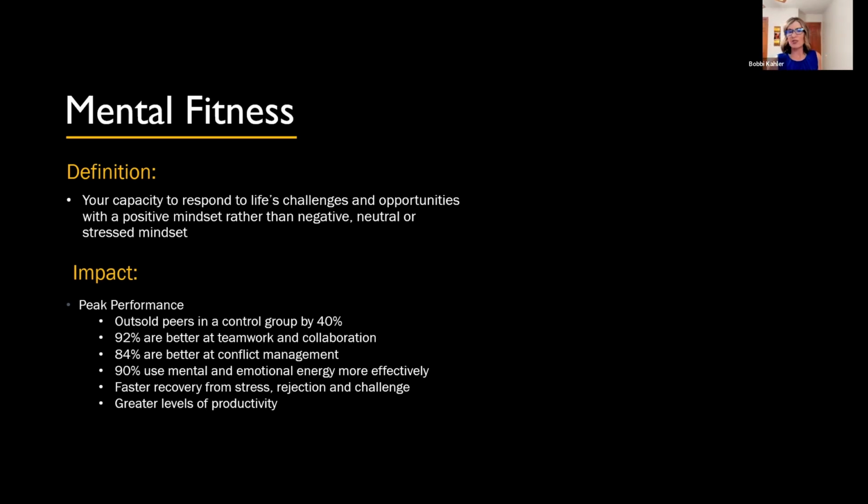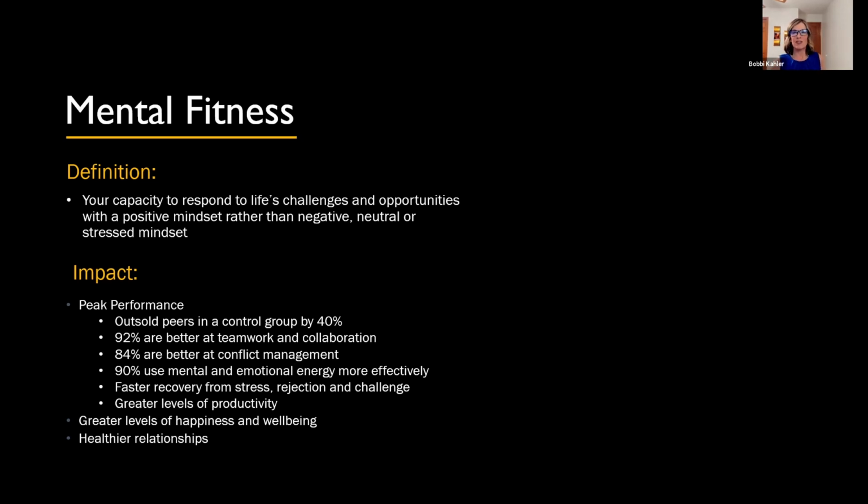The one that really stood out to me is the first one, outselling our peers in a control group by 40%. You can also see how it affects things like teamwork and collaboration, conflict management. It also helps us use our mental and emotional energy more effectively. It helps us recover faster from stress, rejection, and challenge. Leads to greater levels of productivity. And then also, and I think these are important, leads to greater levels of happiness and well-being and healthier relationships. So a great list of outcomes.